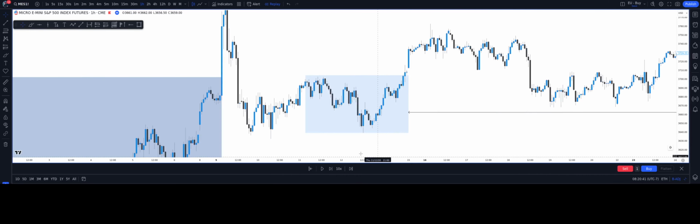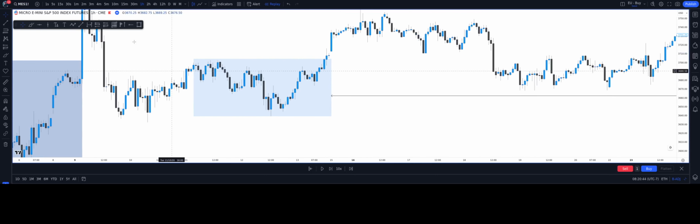So here's the 1-hour chart. And now you can see quite clearly, here's structure.